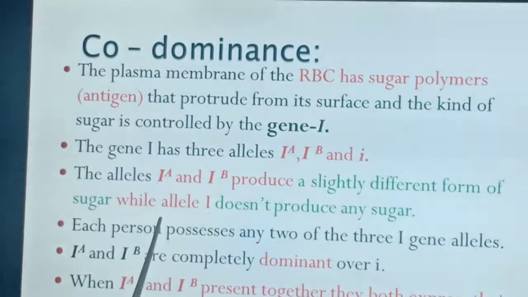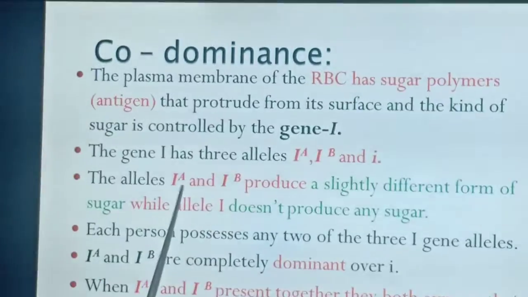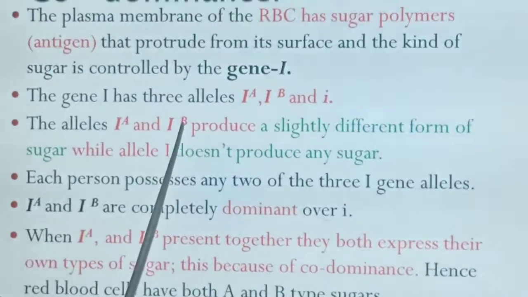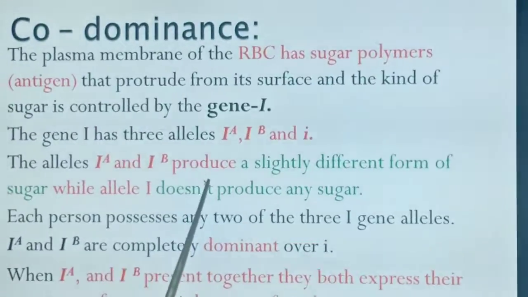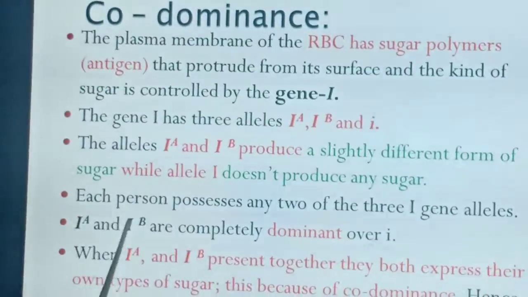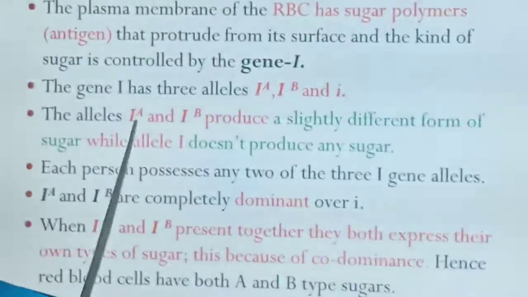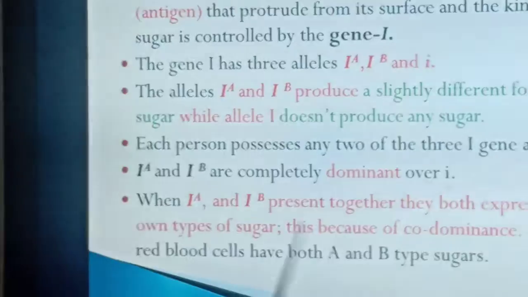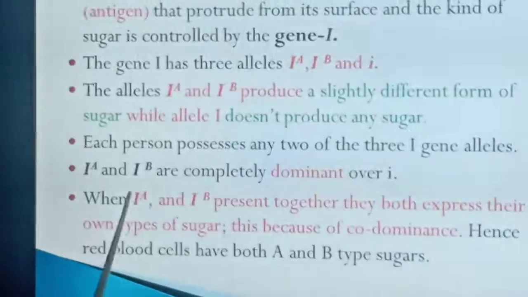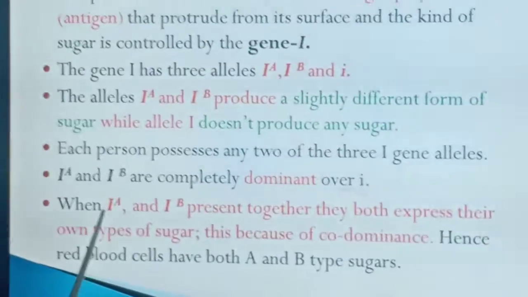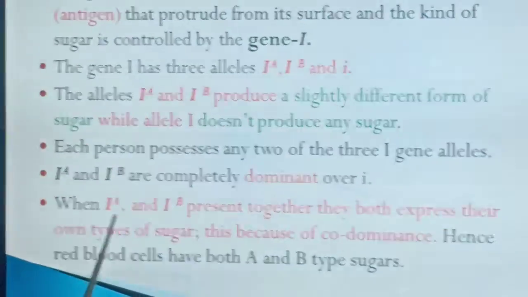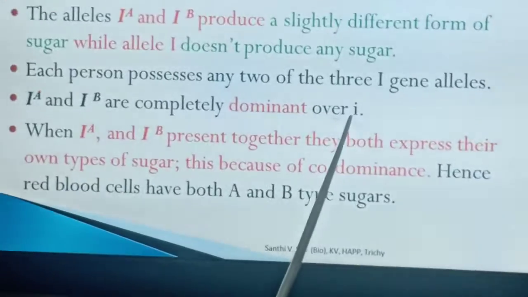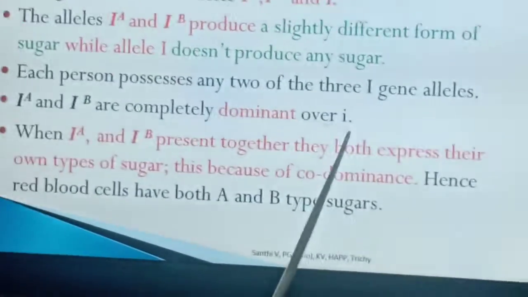When the A allele is present, we produce A type of sugar antigen, and when B is there, it will produce B type of antigen. When the person has both A and B, they will produce both the sugars. So when a person has both the A and B genes, they will be of AB blood group. If they have only the small i gene, they will be of O blood group.